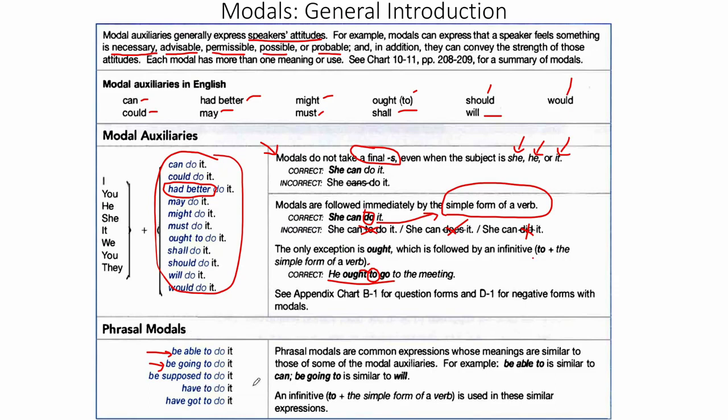Have to is the same as the modal must; have got to is also the same as a modal. So similar to some of the modals, for example, be able to is similar to can, and be going to is similar to will. And the infinitive, to plus the simple form of the verb, is used in these similar expressions.